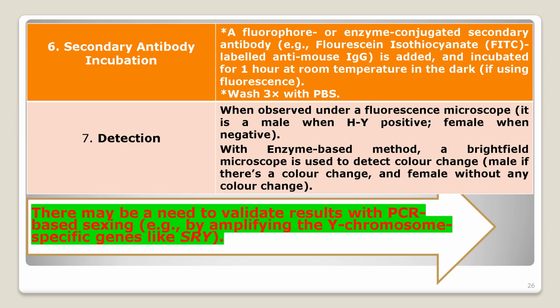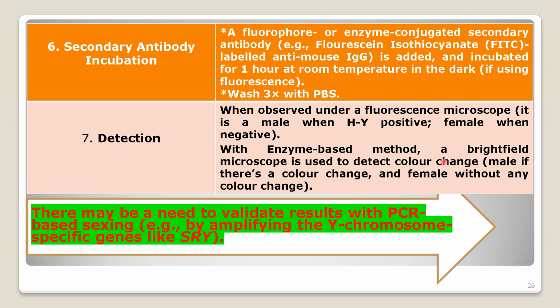There's a secondary antibody incubation. During this, a fluorophore or enzyme-conjugated secondary antibody, which could be fluorescein isothiocyanate-labeled anti-mouse immunoglobulin G, is added and incubated for 1 hour at room temperature in the dark. Again, washed thrice with PBS. Then the detection process. When the embryo is observed under a fluorescent microscope, it is male when the H-Y is positive, otherwise it is female when it is negative.